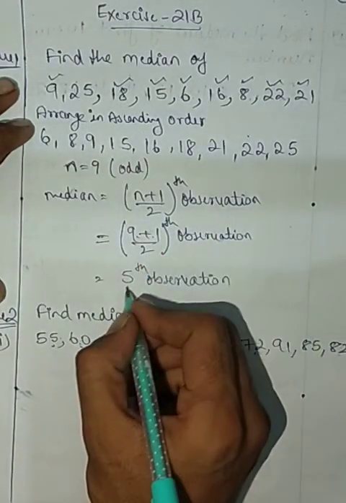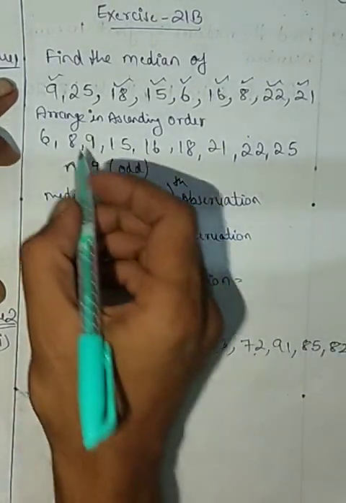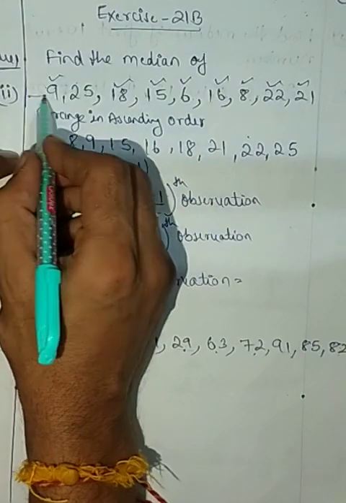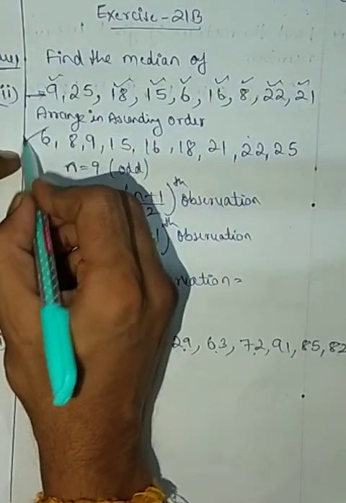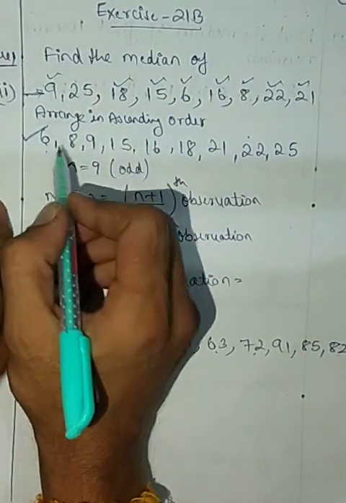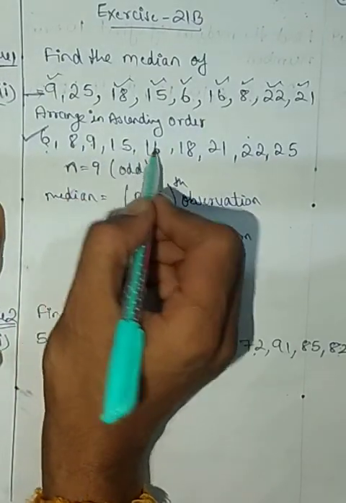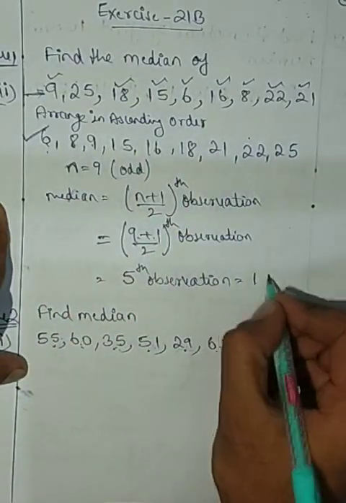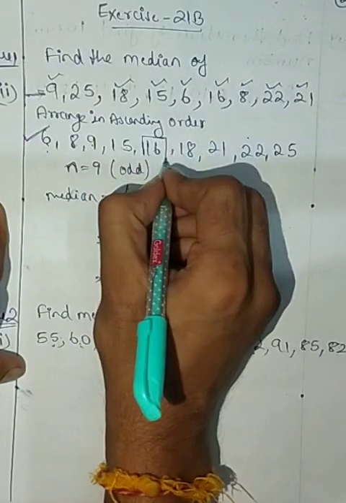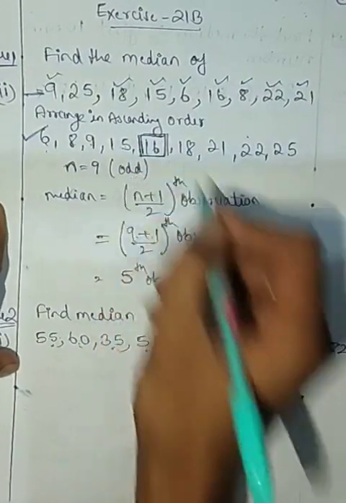When you solve this, you will get the 5th observation. Now the 5th observation, we are not supposed to check in this. We are supposed to check after arranging in ascending order. 1, 2, 3, 4, 5. So the 5th observation is 16. So this is the median.